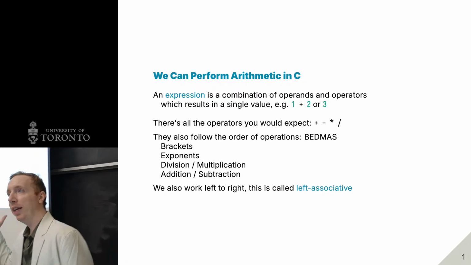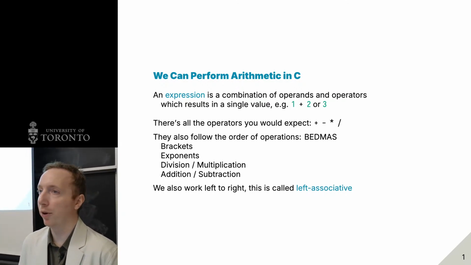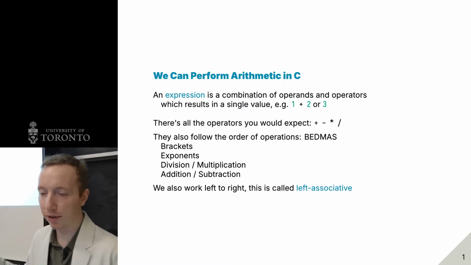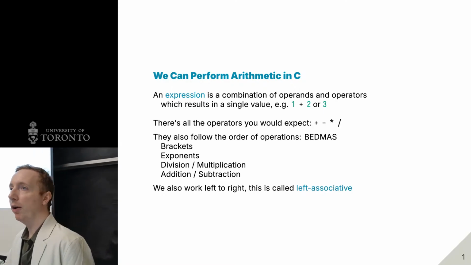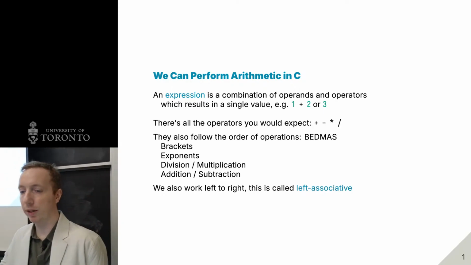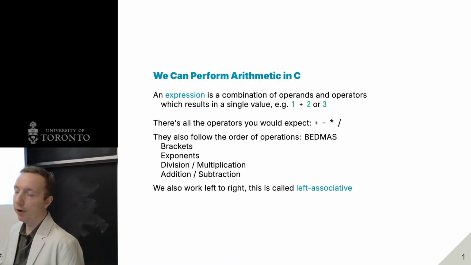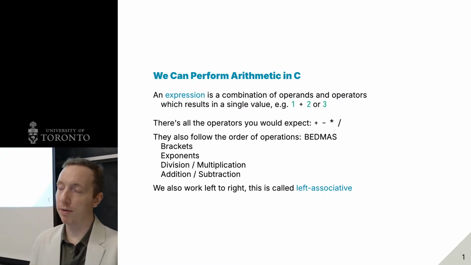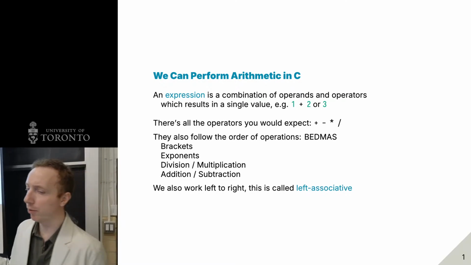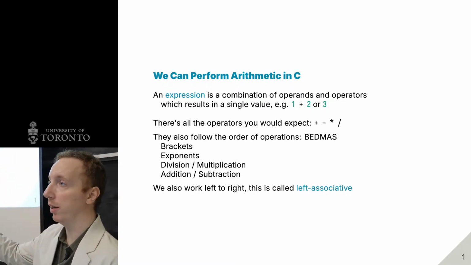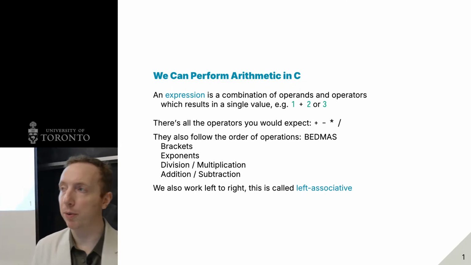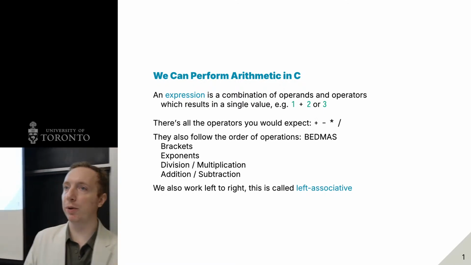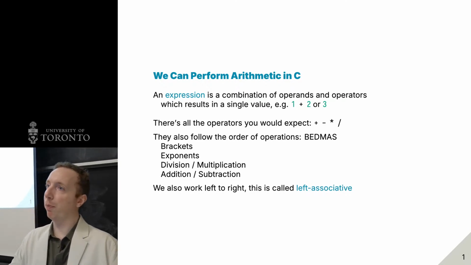In C, C also follows the order of operations you're all familiar with. BEDMAS or PEDMAS or whatever they taught you, they're all the same rules. Basically, you evaluate things in order of most important to least important. So you always do brackets first, then exponents, then division and multiplication at the same level, then addition and subtraction at the same level. We also work left to right, so if there are multiple additions, we group them starting from the left.